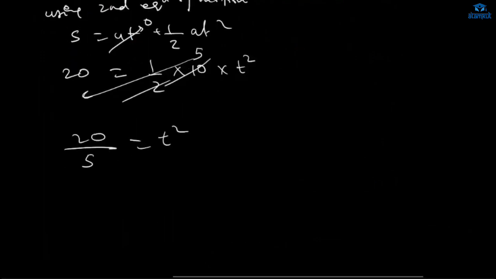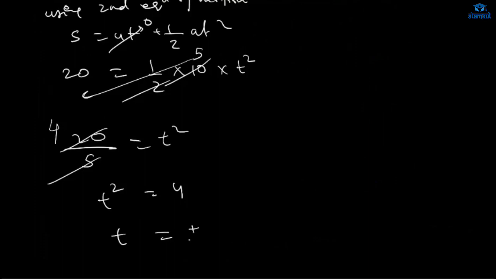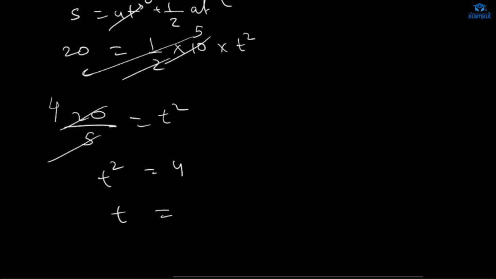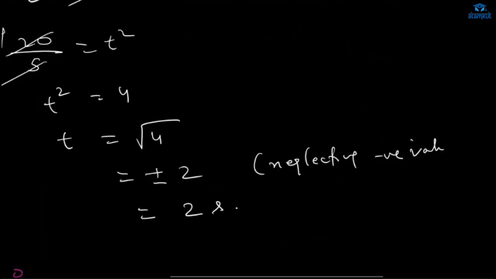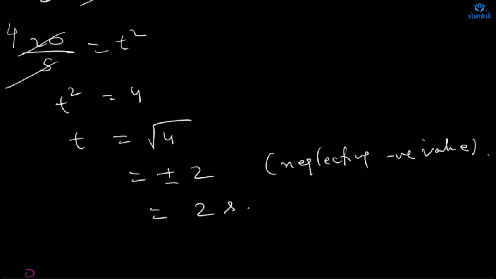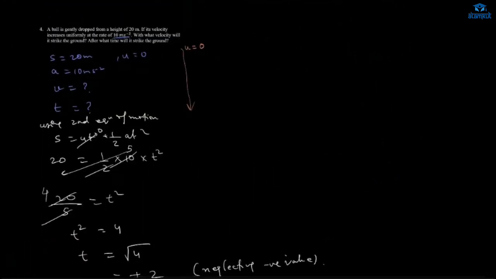So t square is 4, so t will be what, plus minus 2, isn't it? It means that we'll be getting root 4, so it will be plus minus 2, so write it, time can't be negative, so it will be 2 seconds, neglecting the negative value, because time cannot be negative, time will always be positive. So we'll take positive 2 seconds, so we have got the value for time, okay.